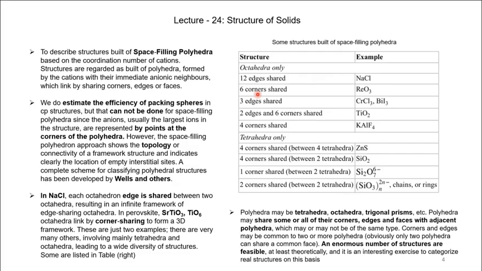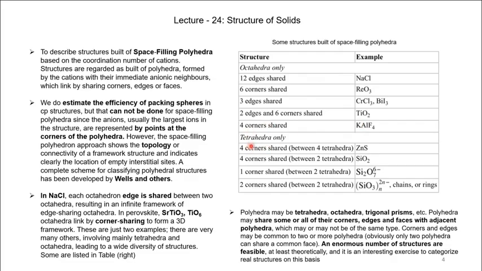If 6 corners are shared, then we get rhenium oxide type. 3 edges are shared, this type, and then 2 edges and 6 corners. Now you see that till now we were talking about sharing with one type of share, either edges or corners. But now edges and corners together, and then we come up with titanium oxide structure. 4 corners only, then we come out with this sort of structure.